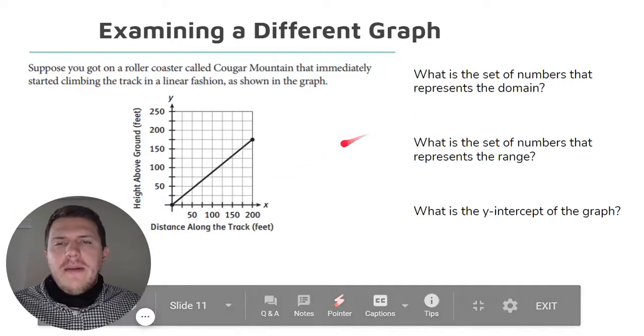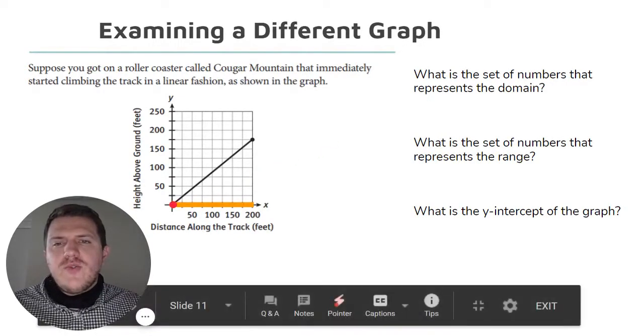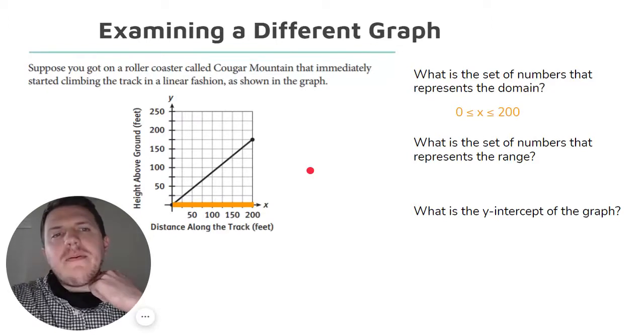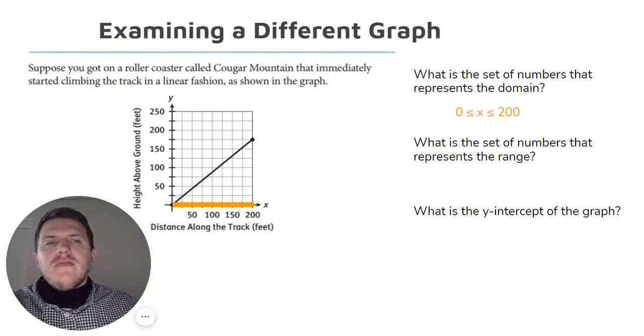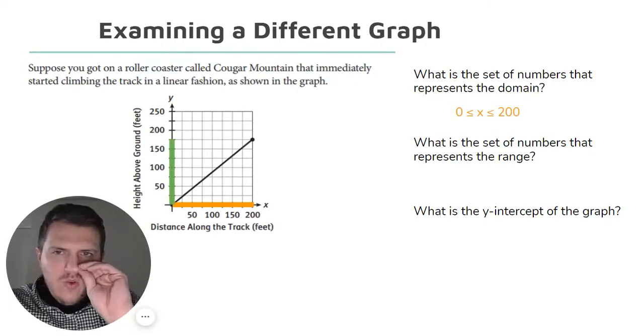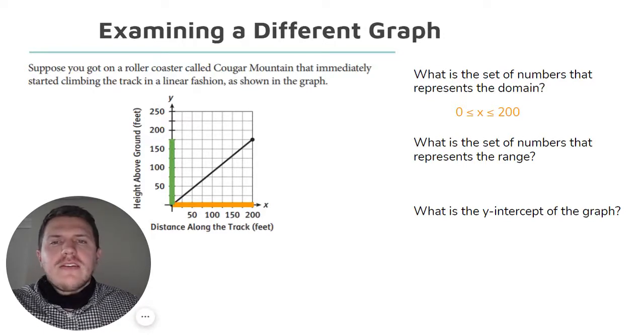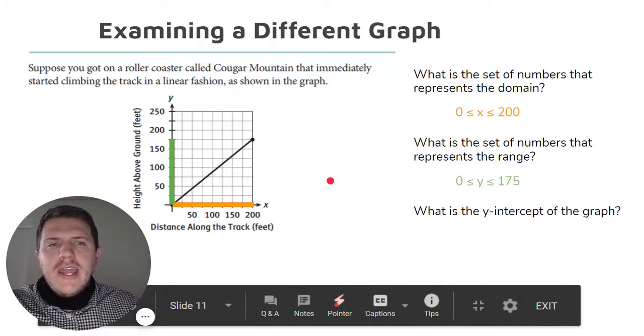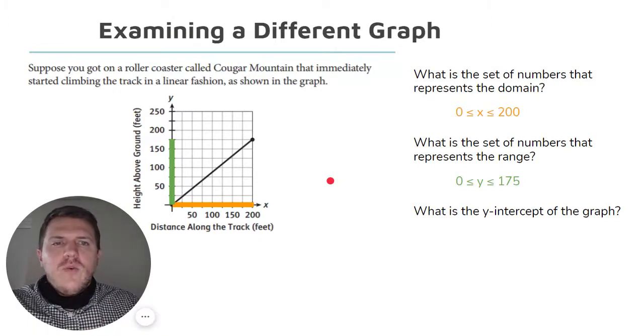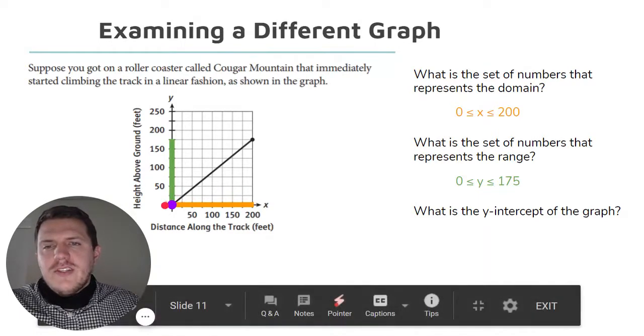Once again, it's all my x values, which are everything right here. So between 0 and 200, you'd say this compound inequality, 0 ≤ x ≤ 200, represents the set of numbers that are in the domain. Looking at the y values to represent the set of numbers in the range, it goes from 0 to 175. So we would say 0 ≤ y ≤ 175. And the y-intercept just so happens to be where the origin is. So the y-intercept is just the point (0, 0).